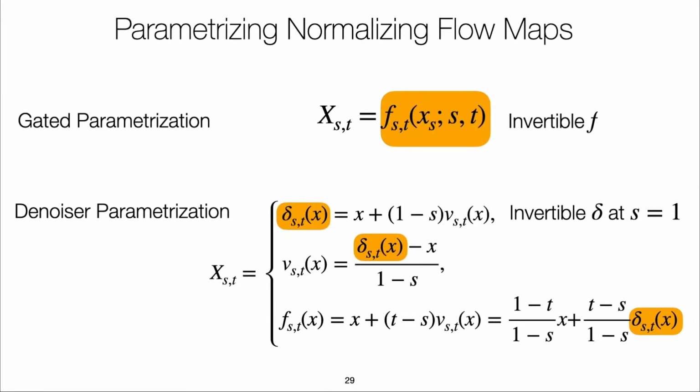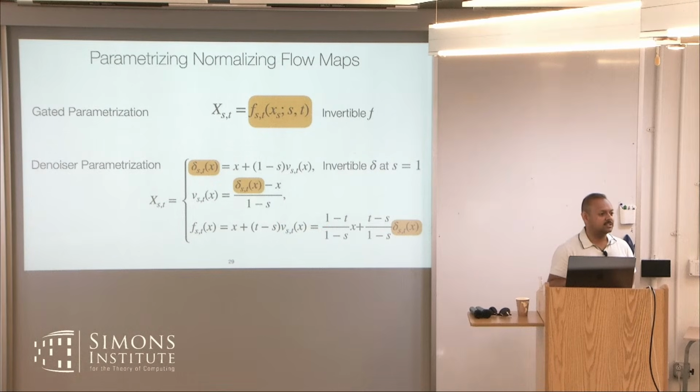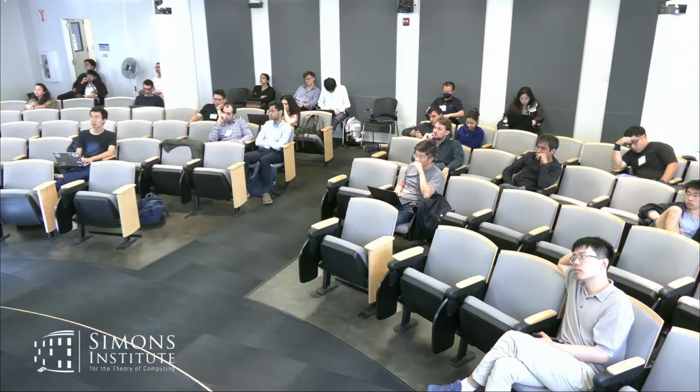Maybe a stupid question. I don't understand the difference between a subscript and what's after the semicolon. Yeah, the semicolon was just to more explicitly say that f is taking in s and t as inputs. Okay. Great, thank you. It's the time conditioning, basically.